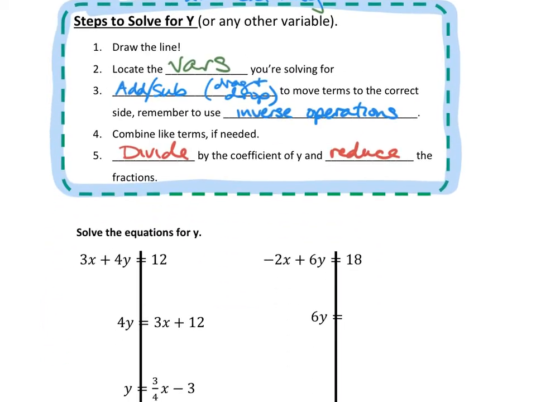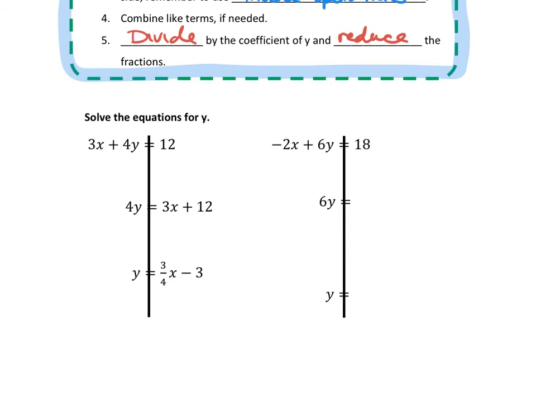For example, let's say we have this training wheels problem that I solved mostly for you, but we're going to annotate it. We have 3x plus 4y equal to 12. We want to solve this equation for y. That's the letter we're trying to isolate or get by itself. So in the first step, we took the 3x and moved it across the center line to the other side. But when we cross the line, what do we have to do? Yes, we have to change the sign. So that should be a negative 3x.